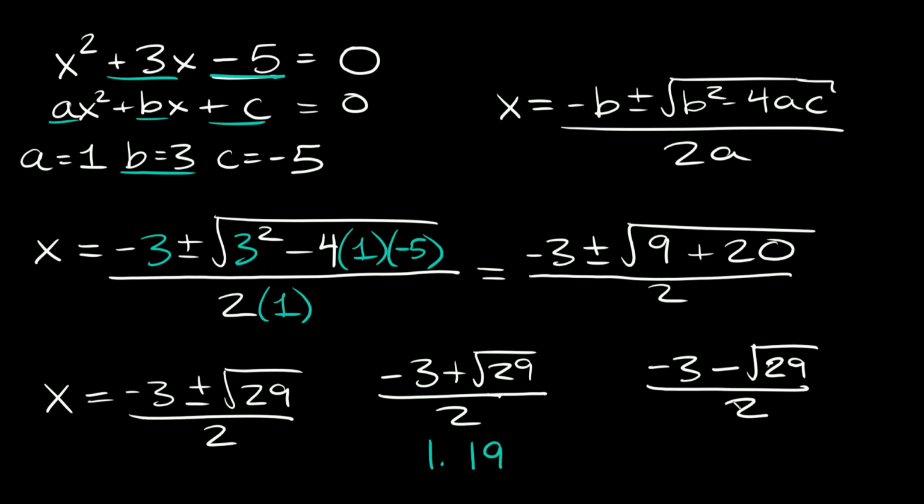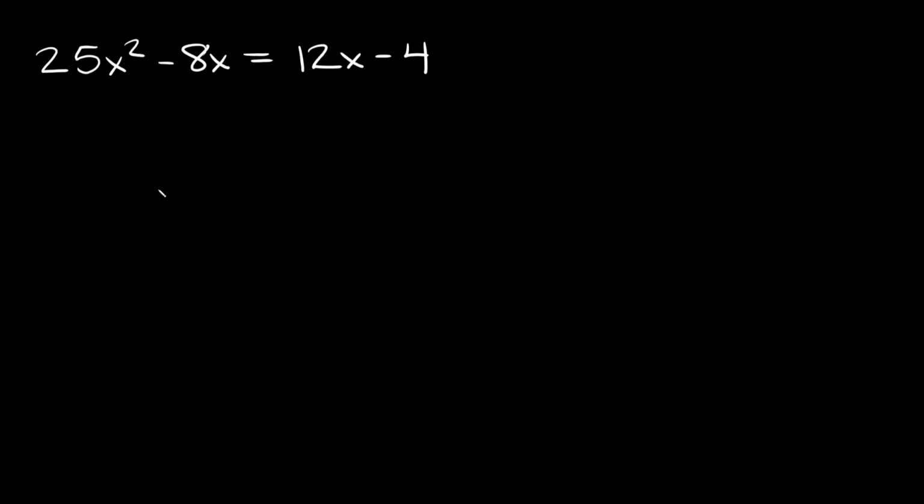1.19. Okay, and then same thing on this side. We're going to take negative 3 and then subtract the square root of 29 and whatever that is divided by 2. And then on this side, you should get approximately negative 4.19, right? So then we get two answers, right? 1.19 and negative 4.19. Okay, so hopefully that wasn't too bad. Let's try just one more example.